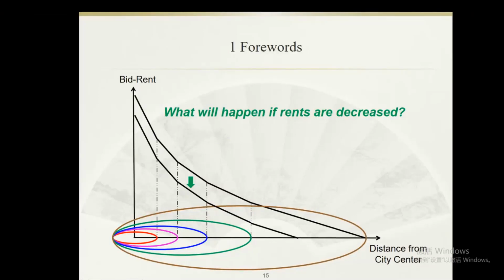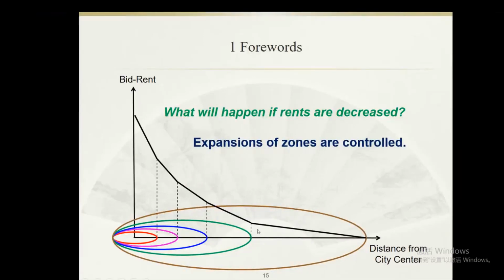Move towards center, or stay where you are. Most people will not change their house, will not change their apartments. And they are very happy. Now I live where I am. I pay less. I have a happy life. So expansions of zones are controlled. In other words, the expansion of the city center will be stopped. Okay? Do you agree?